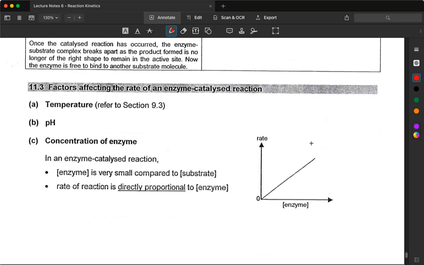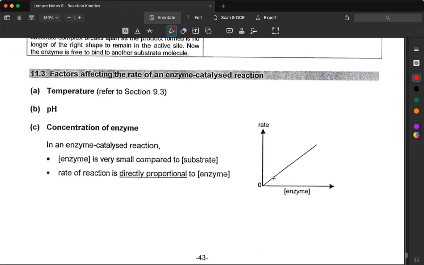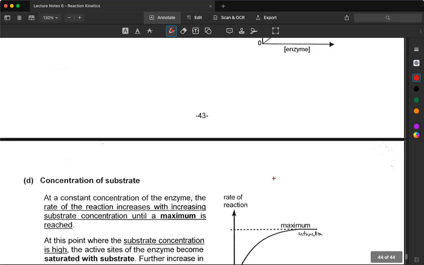So in an enzyme-catalyzed reaction, the enzyme concentration should be very small compared to the substrate. So the rate of reaction is just directly proportional. 2 times the concentration of enzyme, 2 times the rate. Okay? Yeah, because we assume that substrate is very high in concentration relative to enzyme. So you just ignore substrate in this.